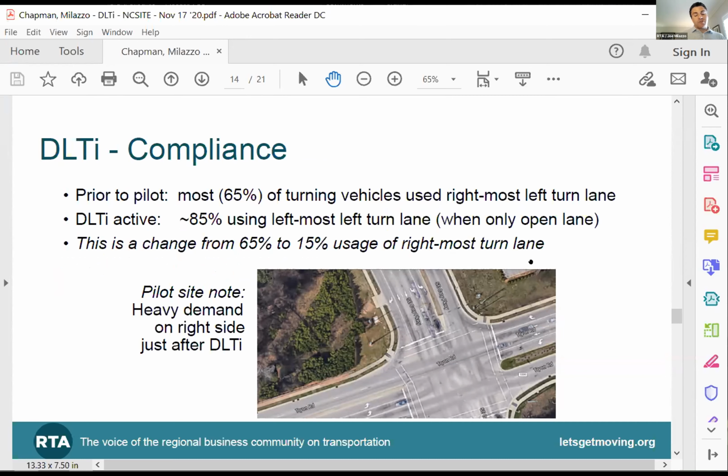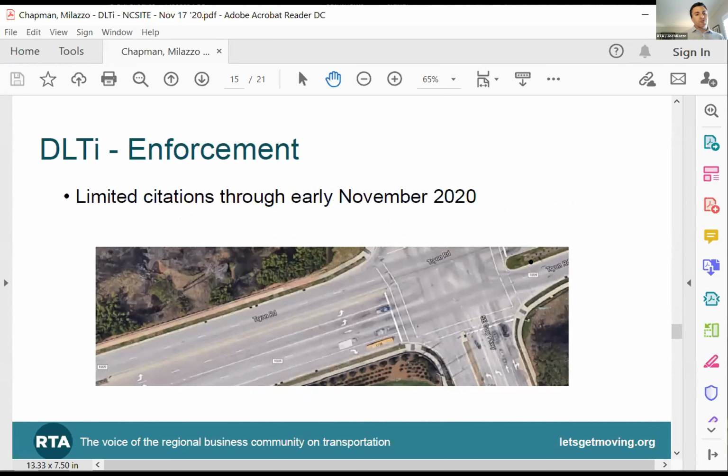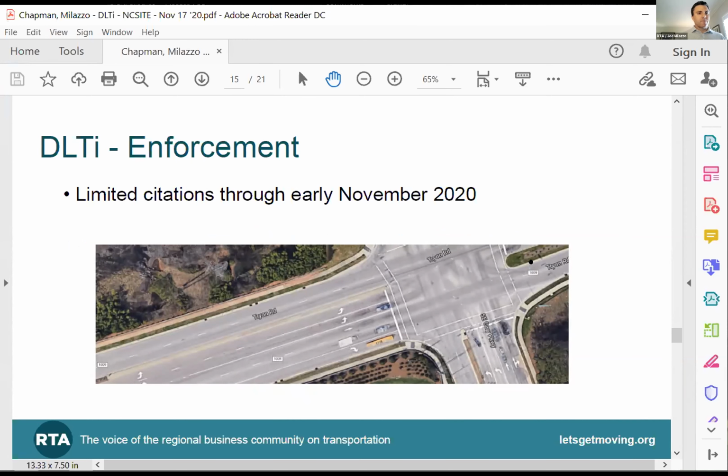And as Jeremy mentioned a little bit ago, there is a heavy demand on the right side just after the dynamic turn. In terms of enforcement, I'll simply mention there have been some citations issued for using the closed lane during off-peak periods. But I would say the number of those has been limited, based on my understanding and conversations with the Town of Cary engineers earlier this month.